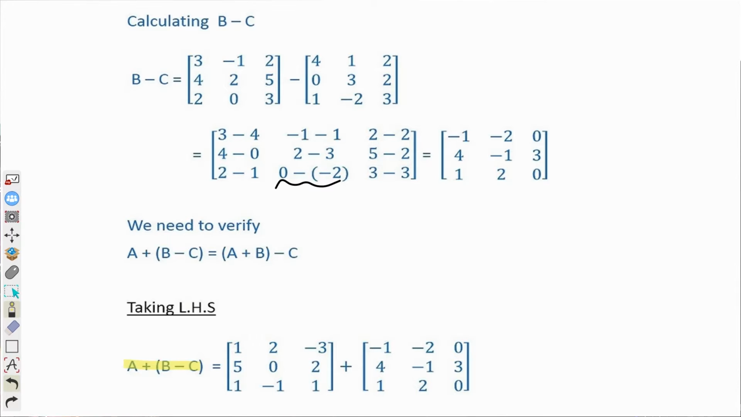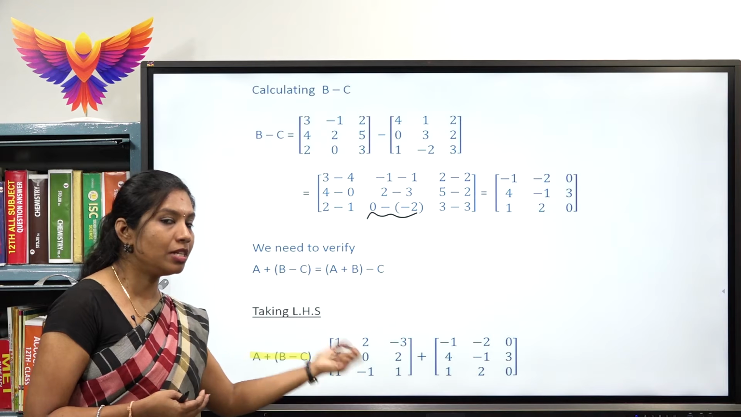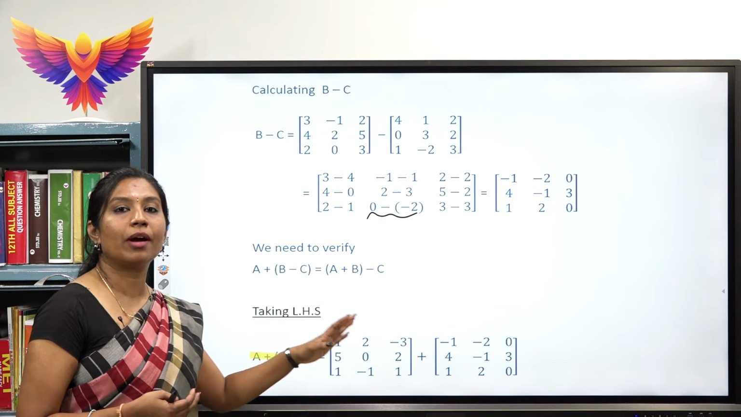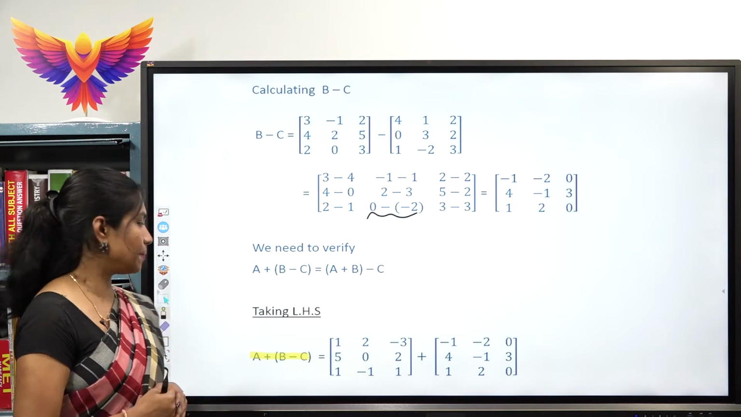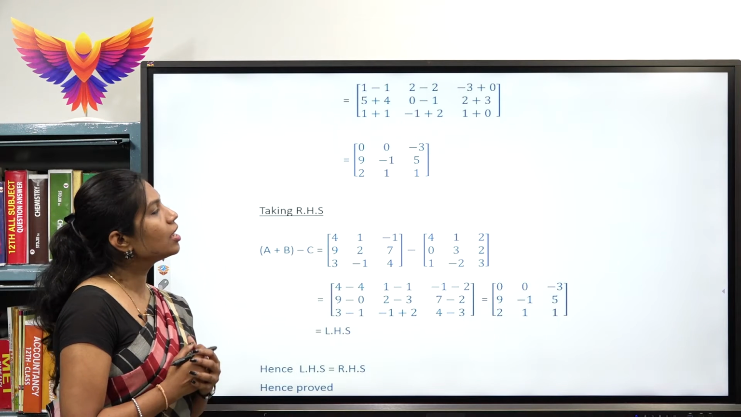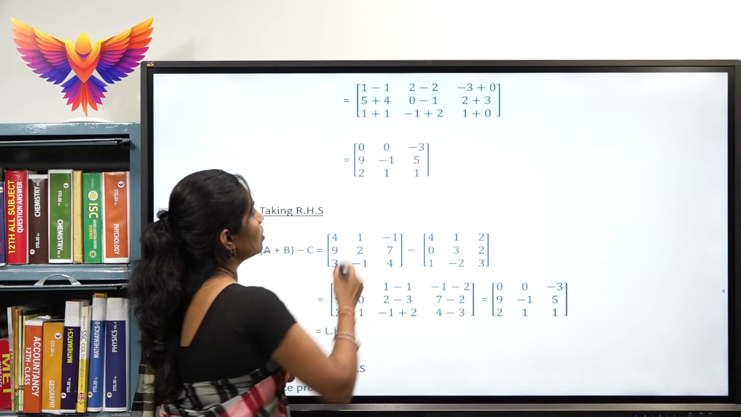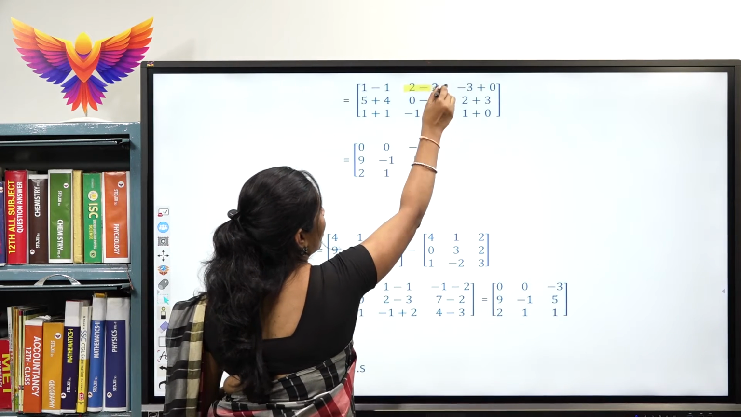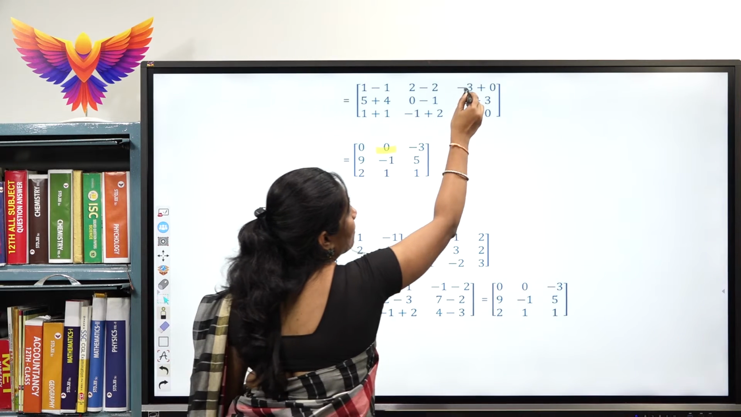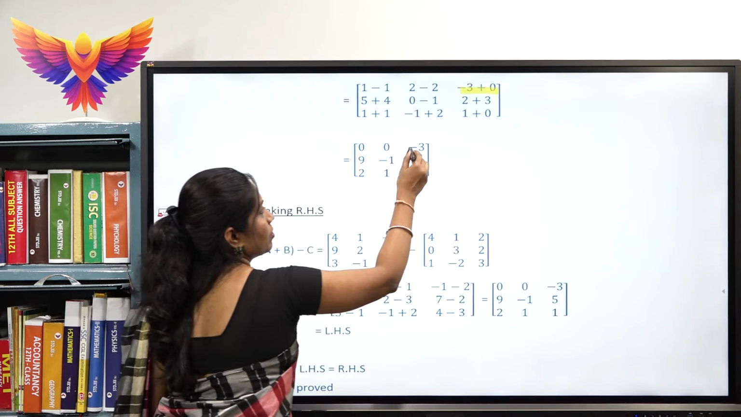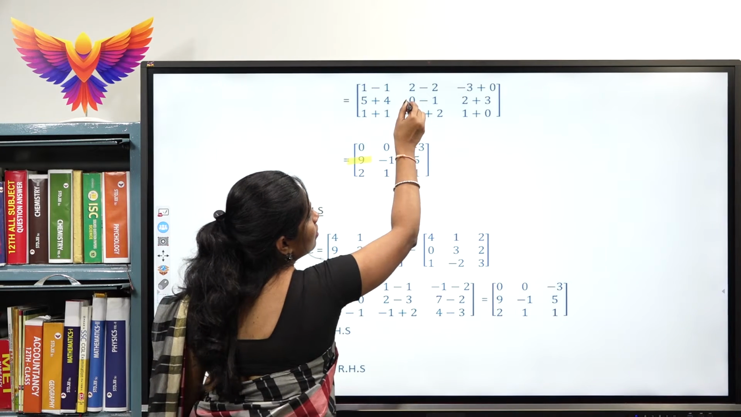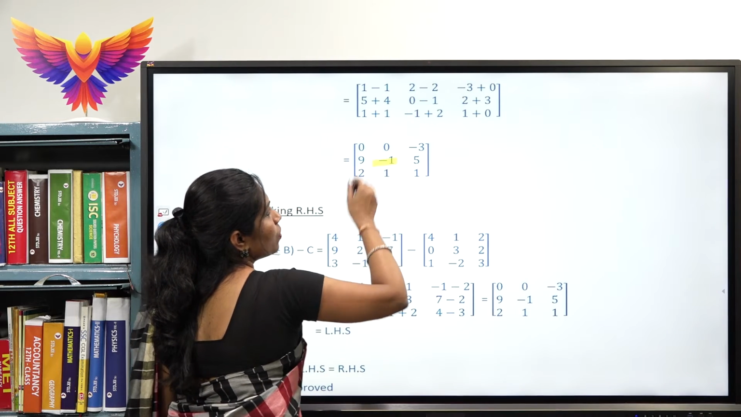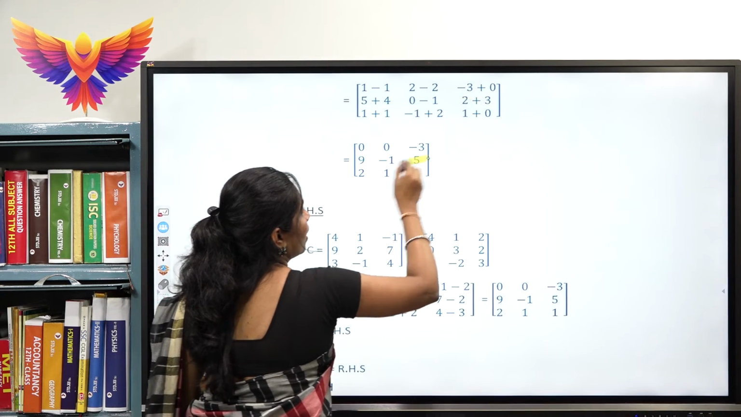When you are adding, we already checked, we need to add the corresponding elements, and the order of the matrices is also the same here. So, we can easily add the elements. When I add the 2 matrices, it is 1 minus 1 which is 0. I will be getting 2 minus 2 which is 0 again, minus 3 plus 0 which is minus 3, 5 plus 4 which is 9 and 0 minus 1 is minus 1, 2 plus 3 which is 5.